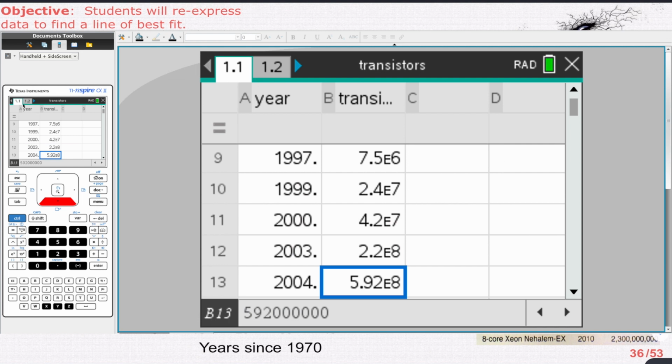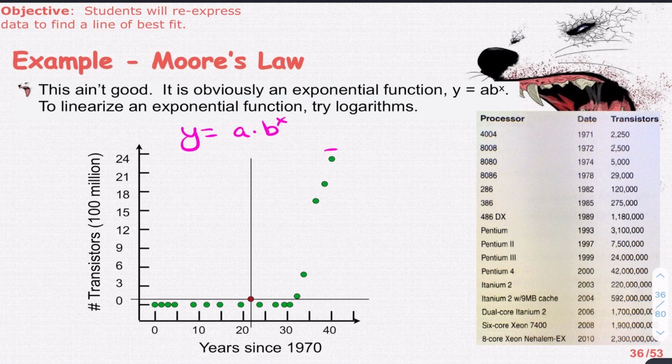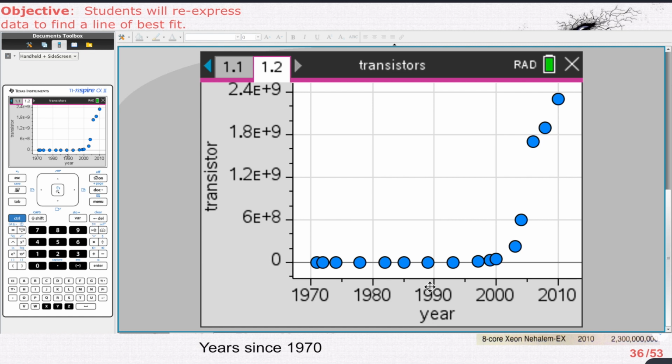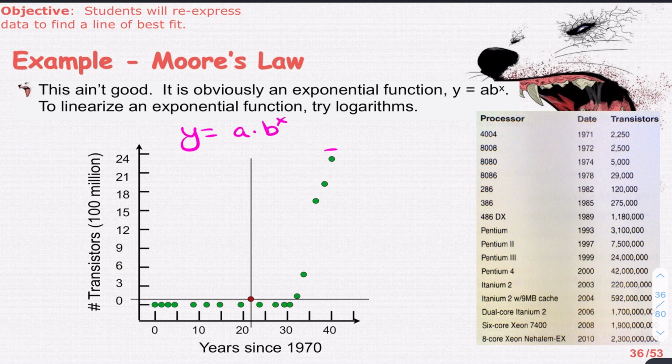What we want to do is come up with a scatter plot. So if I switch over and do a scatter plot, I already have it available, or if we go over to the slides, we can see this is definitely not linear. All the numbers were relatively small, and then from about 2000 on, the growth was an exponential increase. This isn't good. So it's obviously an exponential function, so that's y equals a times b to the x.